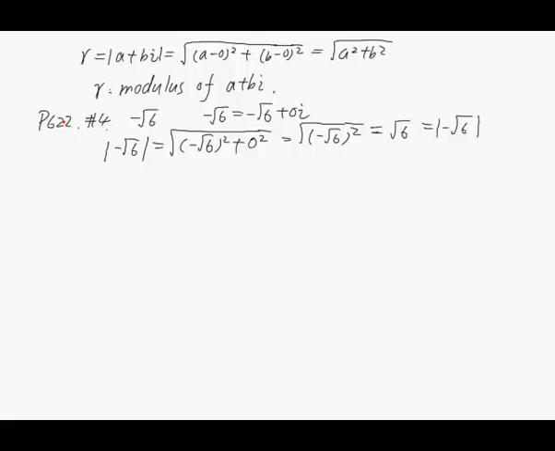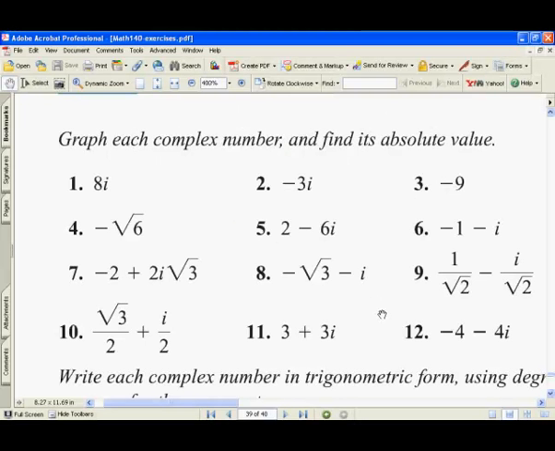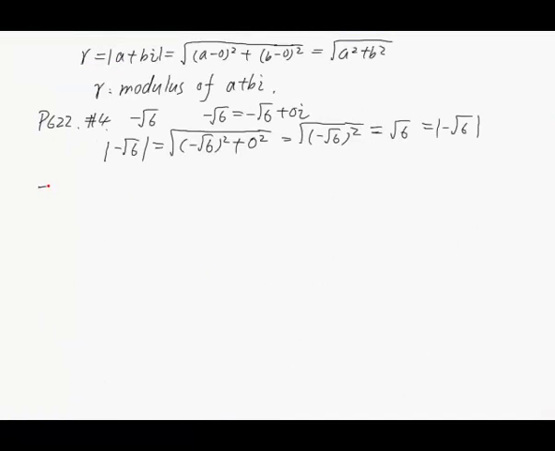Now let's look at another one. Let's look at problem 12: -4 minus 4i. So first, let's get a and b. a is equal to -4, and b, the imaginary part, is also equal to -4.